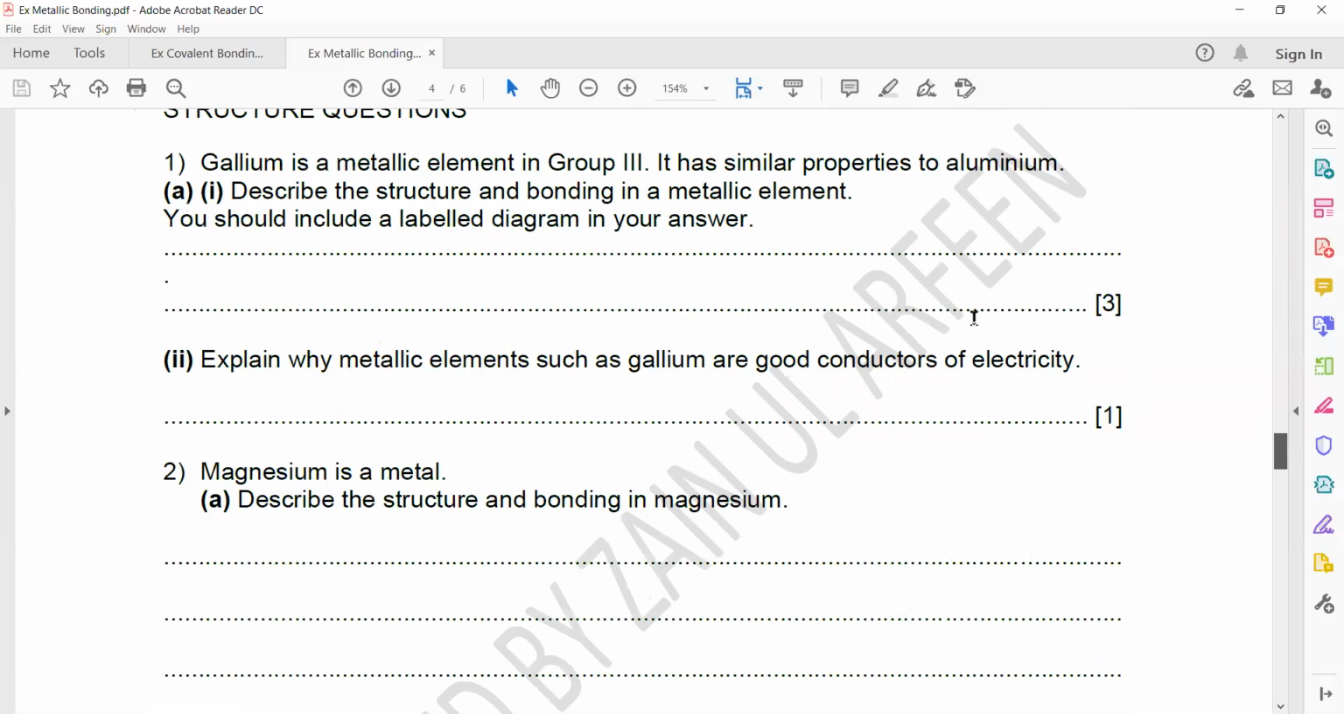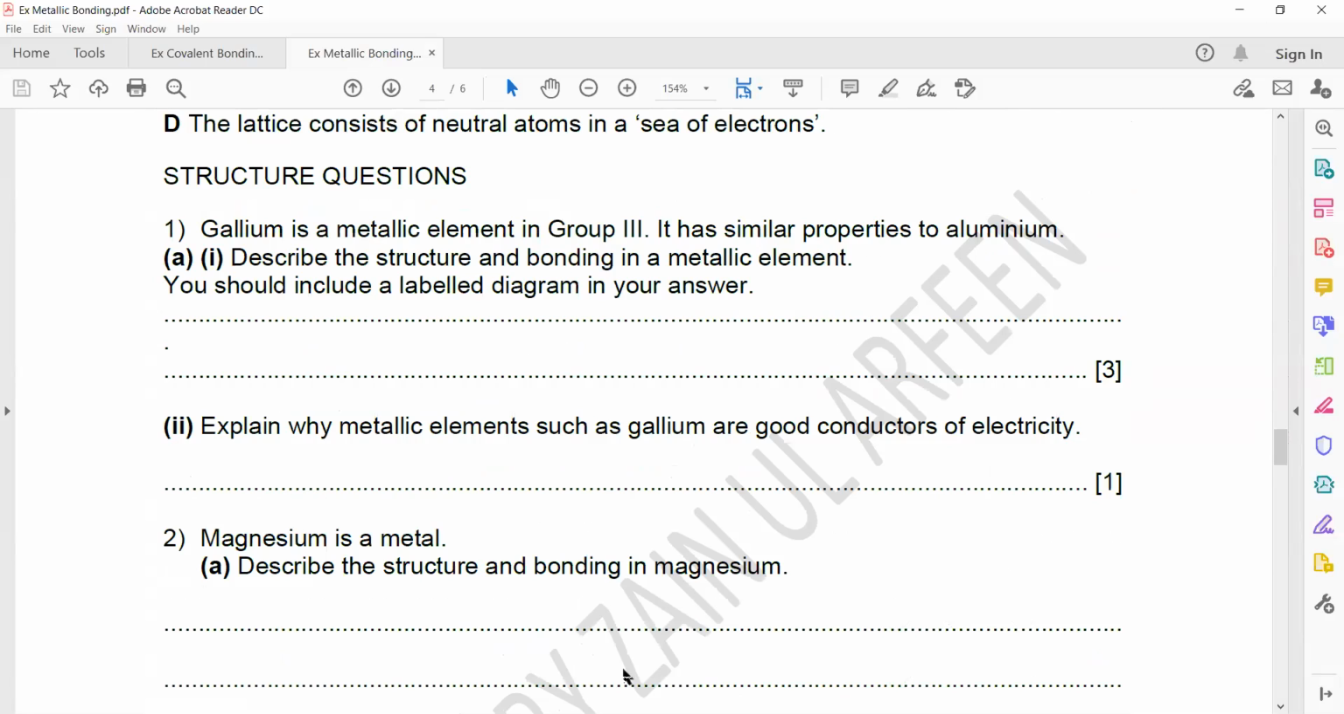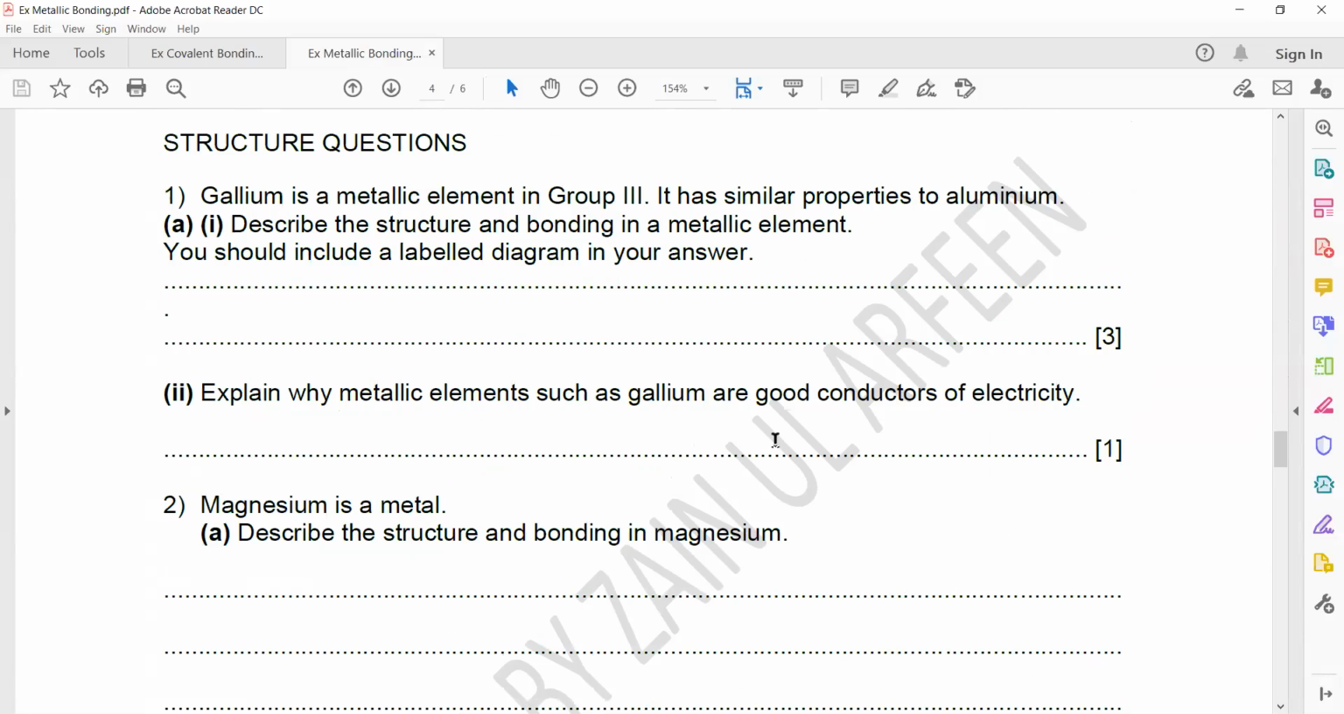Okay, this question is a structured question. Gallium is a metallic element in group 3. It has similar properties to aluminum. So the properties of gallium are similar to aluminum. Describe the structure and the bonding in a metallic element. You should include a labelled diagram. So what is the structure of a metal and what kind of bonding, how do you explain?